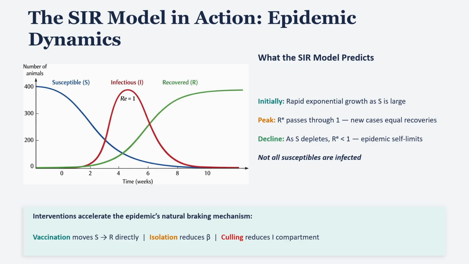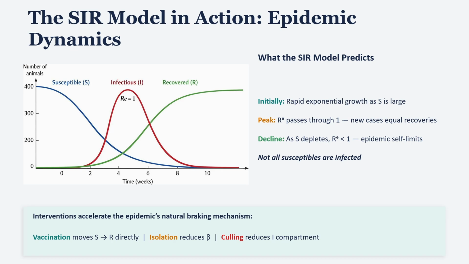As the epidemic progresses, the susceptible pool depletes. Some animals are infected and move to I, and recovered animals move to R. As S shrinks, RE, which equals R0 times S divided by N, falls. The epidemic peak occurs exactly when RE passes through 1. The number of new cases exactly equals the number of recoveries. After the peak, RE is below 1. New cases are generated more slowly than recoveries occur, and the epidemic declines. Here's the counterintuitive insight.